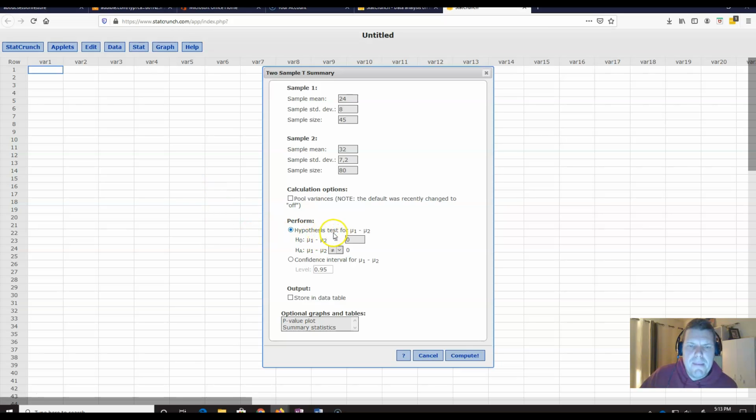Then I want to state my null and my alternative hypothesis. I'm actually making a comparison. Mu1 minus mu2 equals 0 because I stated that they're the same. And then mu1 minus mu2 is going to be less than 0 because mu2 should be greater than mu1. So mu1 is less than mu2 is the same as mu1 minus mu2 is less than 0. And now I'm just going to go on and compute.